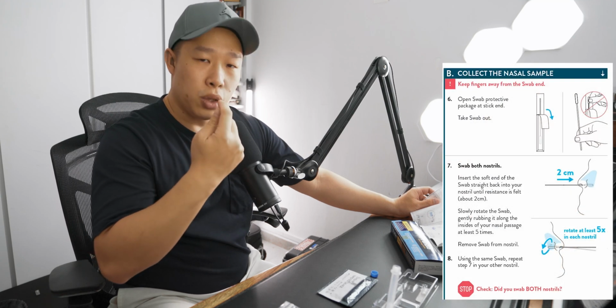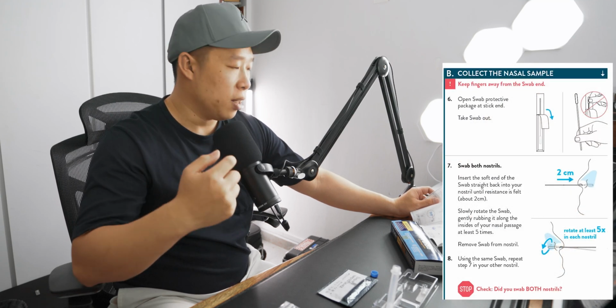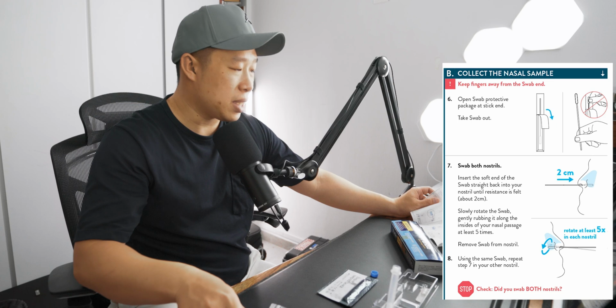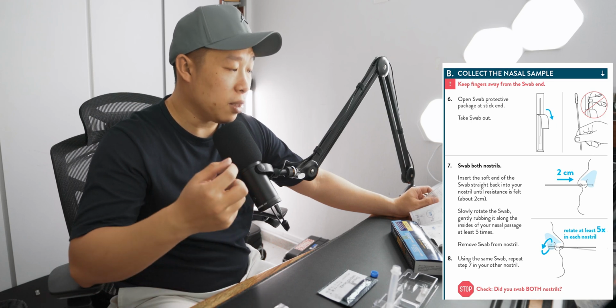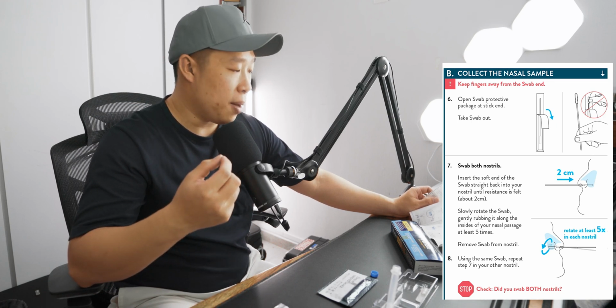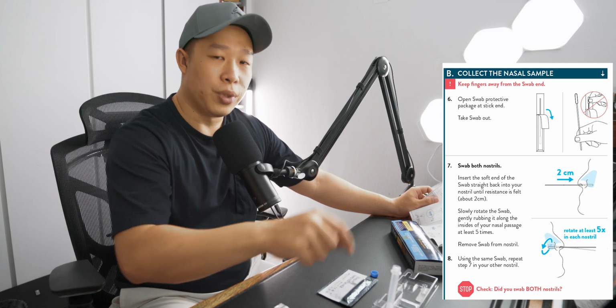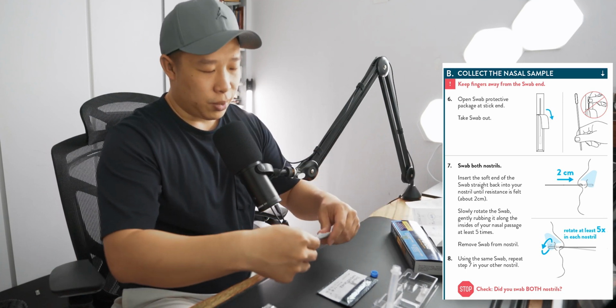And what we're going to do next is swab. Now, before I swab, this one is a slightly different process. The swab doesn't go around the wall of your nasal cavity. It goes 2 centimeters in, all right? So that's going to be slightly uncomfortable. We're going to have to rotate it 5 times for each nostril. And then we're going to put it into this tube. So let's go ahead and do that.